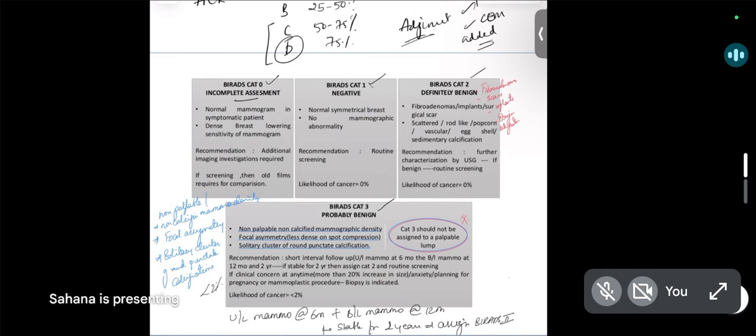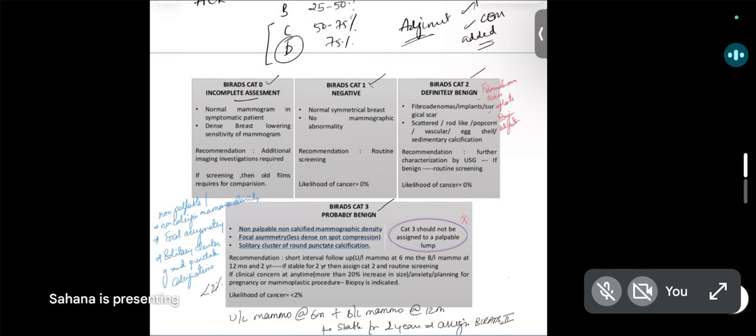Category 1, she's very sure that she will report it as negative and the likelihood of cancer is 0. But in a category 1 reported patient, if clinically you feel it is suspicious, for example recent onset nipple retraction, there is a mass, you feel it is hard enough, then you will have to subject this patient to biopsy, and this is the NCCN recommendation.